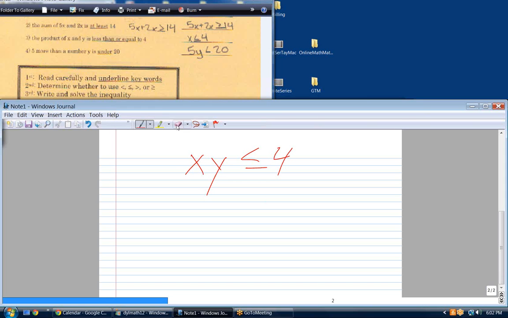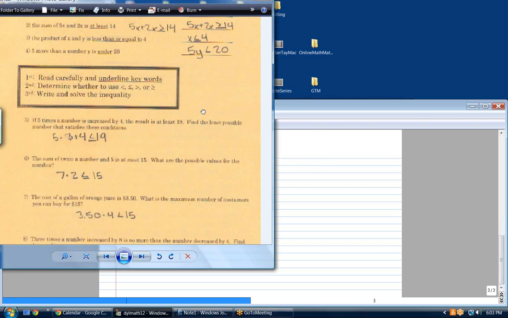And number 4. What does it mean to be 5 more than a number? 5 more than y means y plus 5. Is under 20, so that's correct. It's not less than or equal to. It has to be under 20. In other words, in this case, it cannot be 20. Cool. All right.